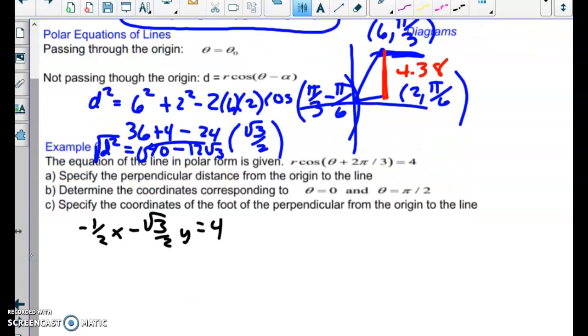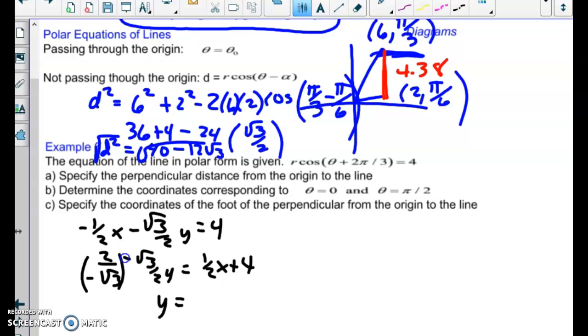So I'm going to solve that for y equals, just for the fun of it. And I'm going to have negative root 3 over 2 y equals 1/2 x plus 4. And then I'm going to multiply the entire thing by 2 over negative the square root of 3. And I'm going to get y equals negative 1 over the square root of 3 x minus 8 over the square root of 3.